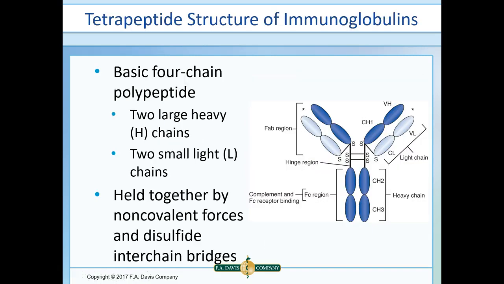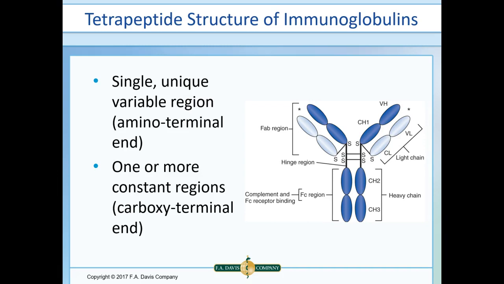Here's the structure of an immunoglobulin. There's a basic 4-chain peptide with 2 heavy chains and 2 light chains, and they're held together by non-covalent forces and disulfide interchange bridges. We have variable and constant regions. The constant region is more of the bottom piece here. The part that's variable and makes the antibody able to bind to different things is the variable region out here on the end. Okay, so that part's variable, the rest of this is constant.